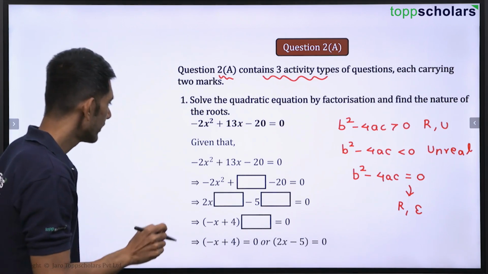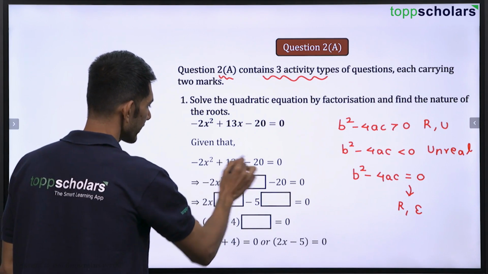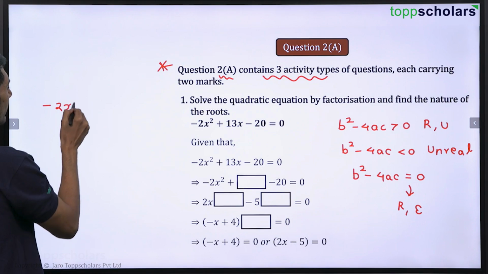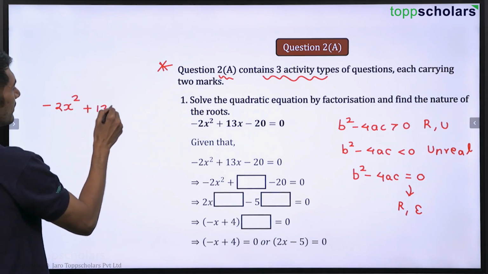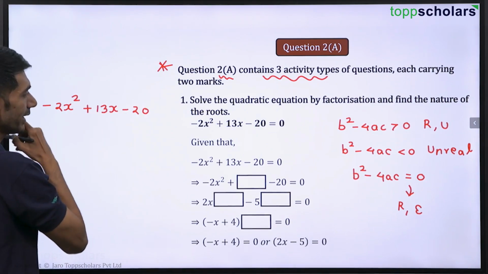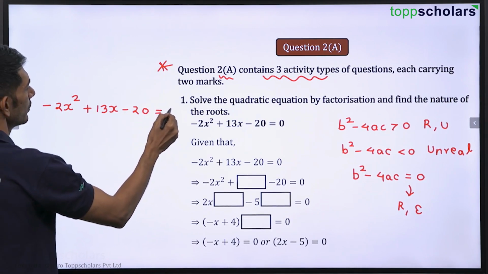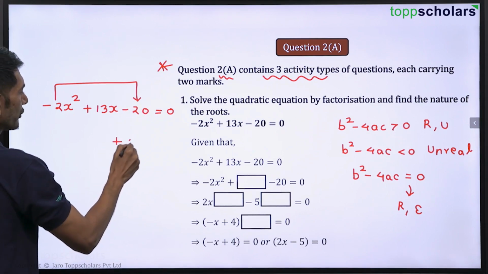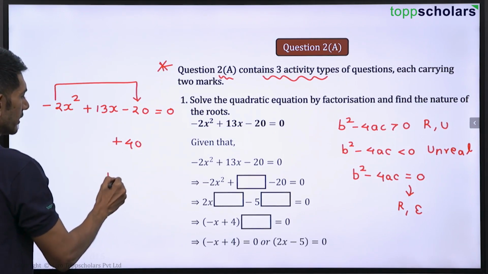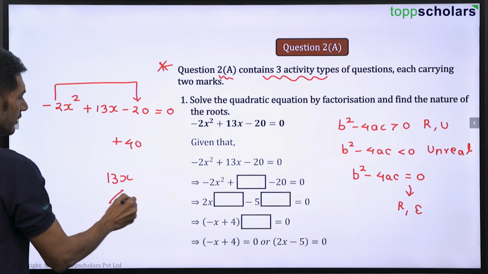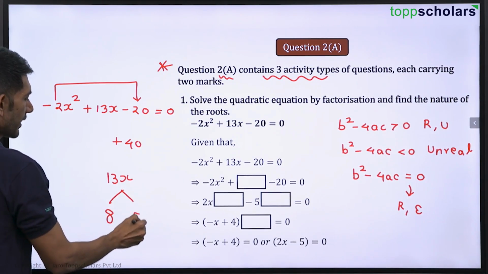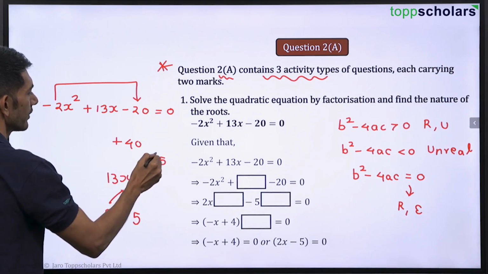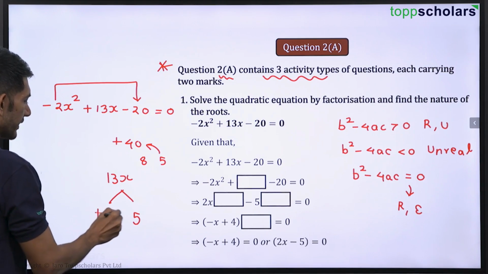Now what do we have? We have minus 2x square plus 13x minus 20 is equal to 0. Correct? So if I multiply minus 2 and minus 20, can I say it will be positive 40? Similarly, what is the middle term? Middle term is 13x. So can I say 8 plus 5 is 13 and 8 into 5 is 40. So this is plus 8 plus 5.